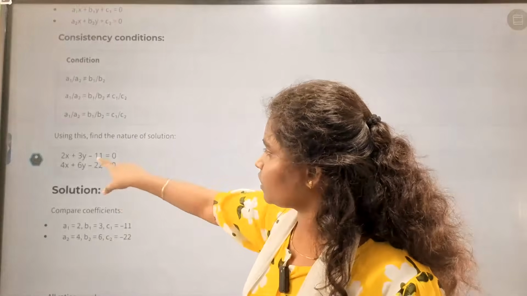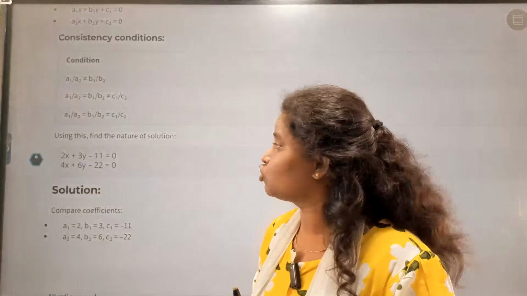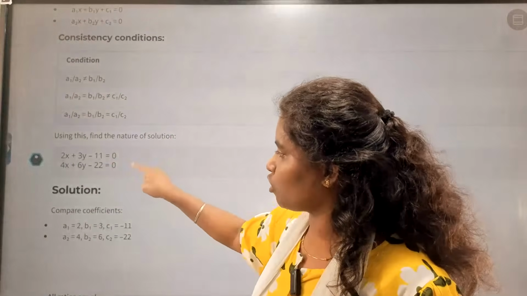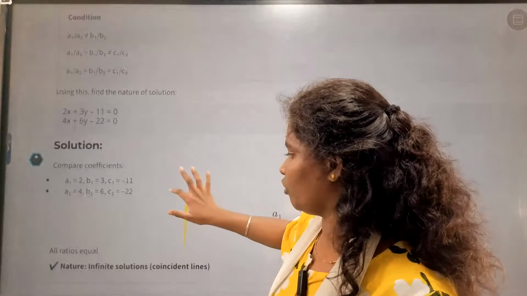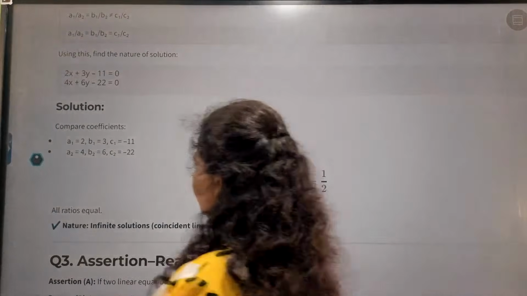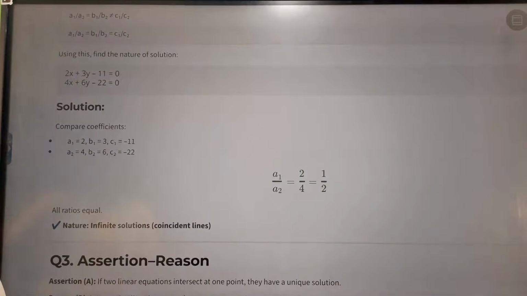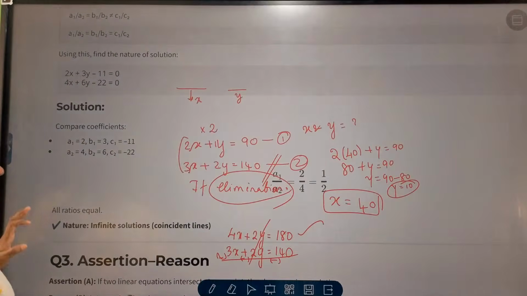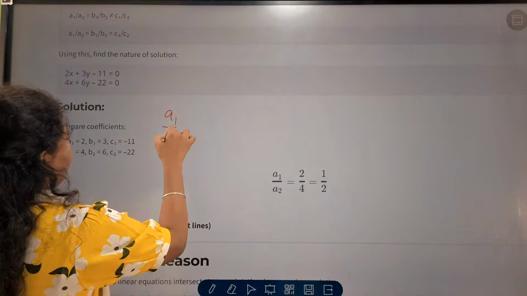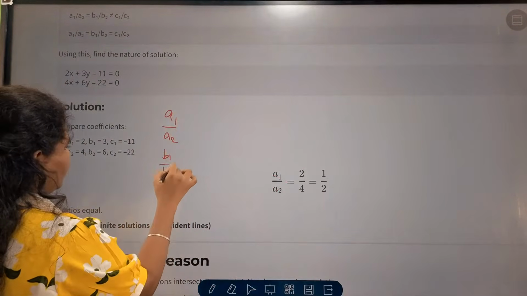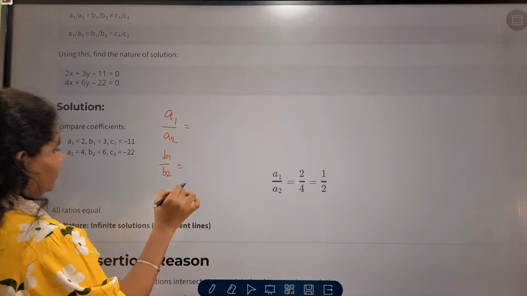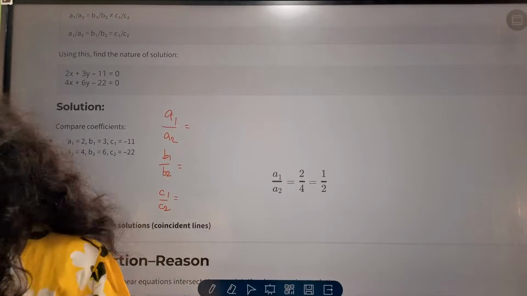So the first equation is 2x plus 3y minus 11 equal to 0, and 4x plus 6y minus 22 equal to 0. I'm going to compare all three here: A1 by A2, B1 by B2, C1 by C2. What is A1 by A2, B1 by B2 and C1 by C2?